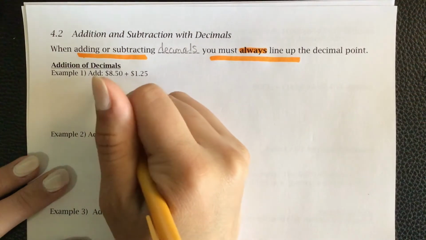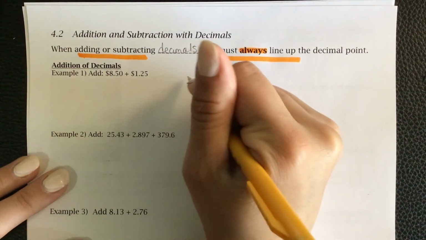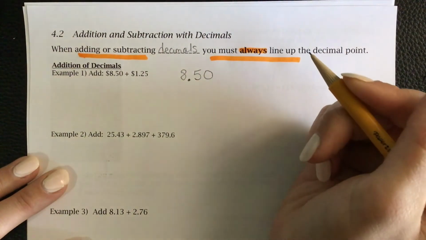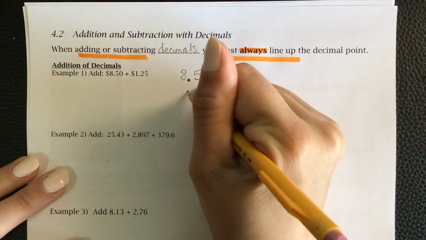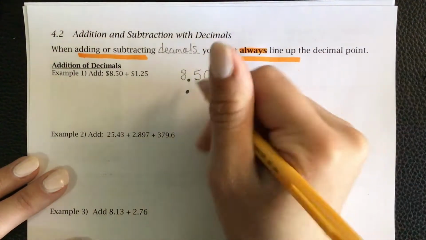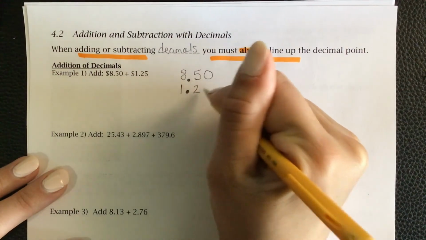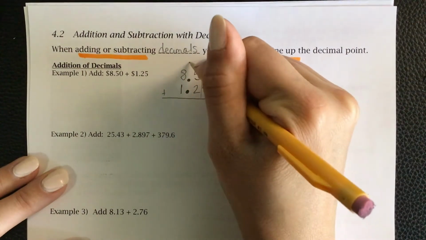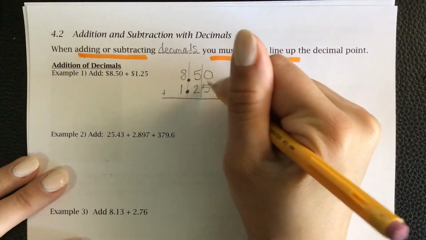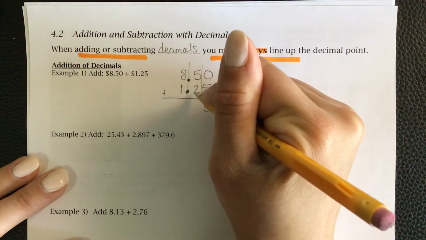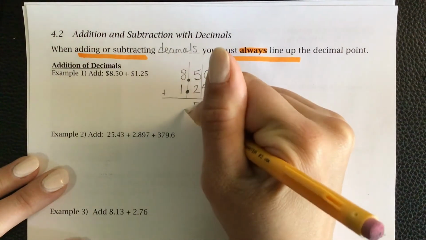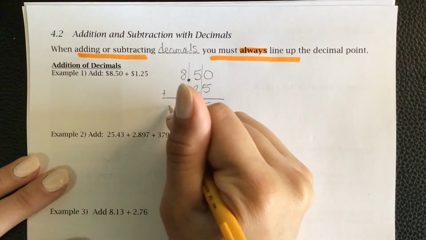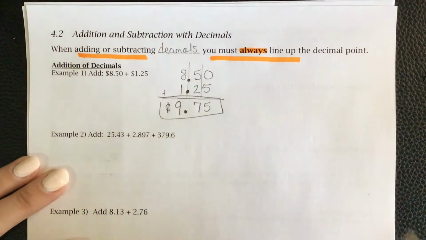So, add $8.50 plus $1.25. So we have 8 decimal point 50, and we want to make sure that we line up the decimal. I like to put the decimal in ahead of time, and we have $1.25. Adding them up, you should have columns that you can easily see. 0 plus 5 is 5. 5 plus 2 is 7. Bring down your decimal point. 8 plus 1 is 9. So our answer is $9.75.